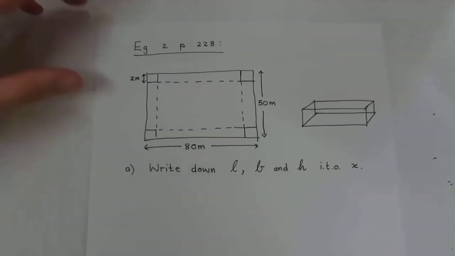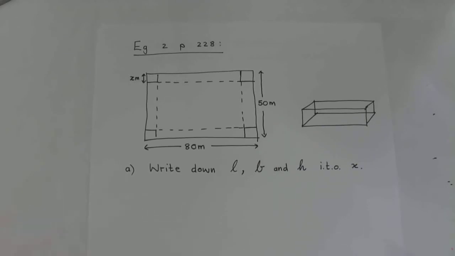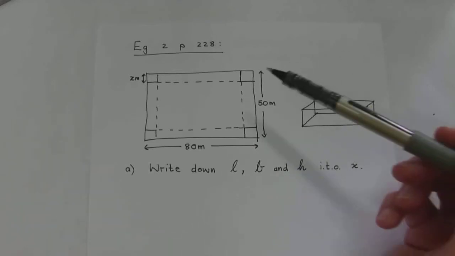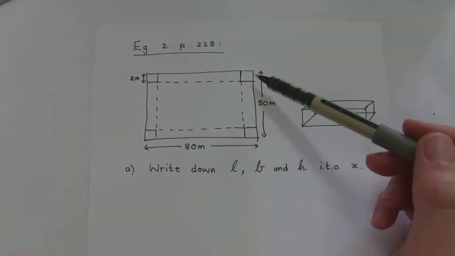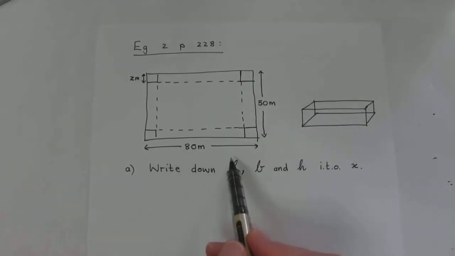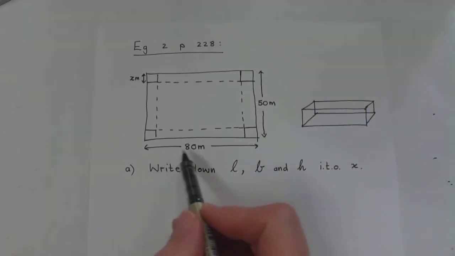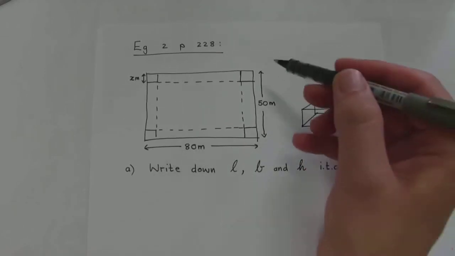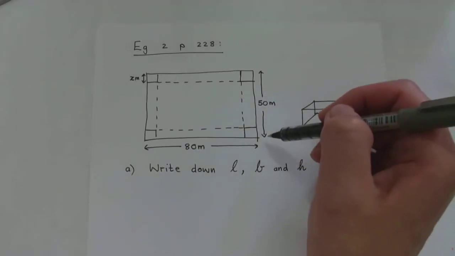The next example is example 2 on page 228, and it tells me, a mining company manufactures rectangular storage containers from rectangular metal plates. So you have a rectangular metal plate, which they've shown you over here. The rectangular metal plate measures 80 meters by 50 meters. So they told me the length of that plate is 80 meters and the width of that plate is 50 meters.